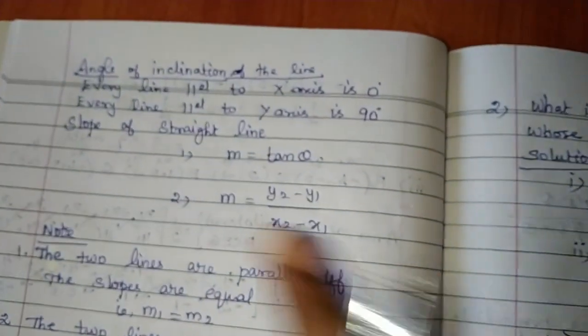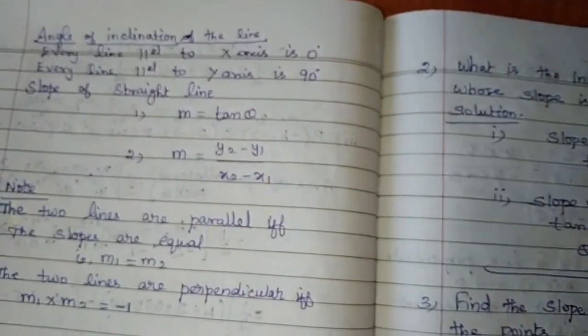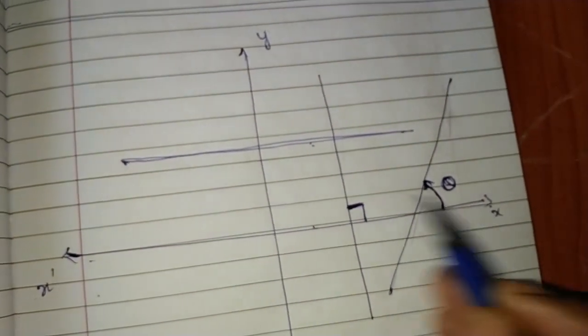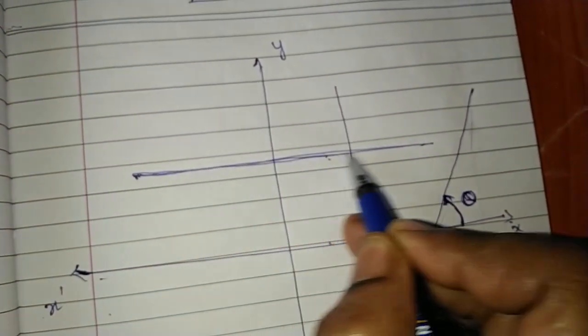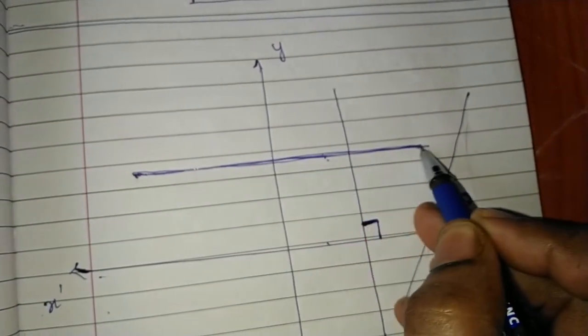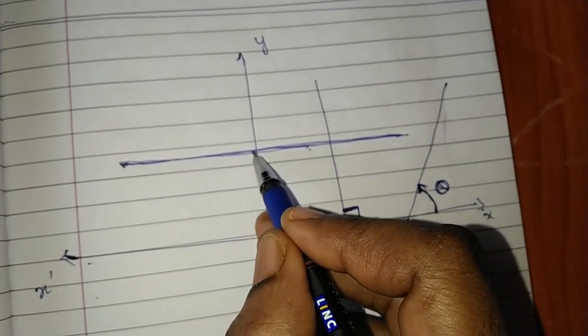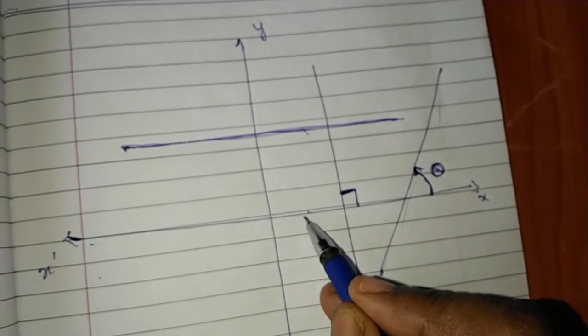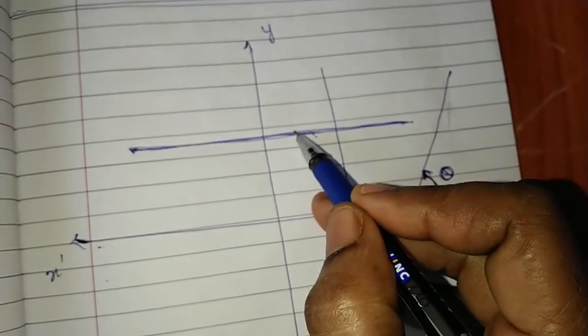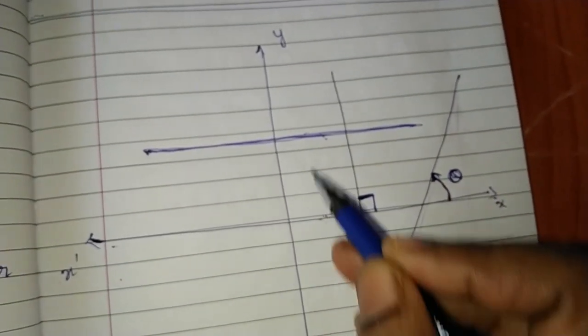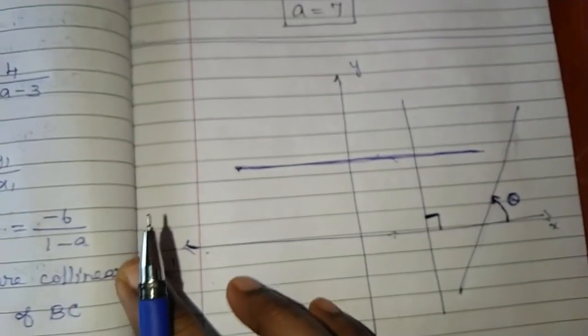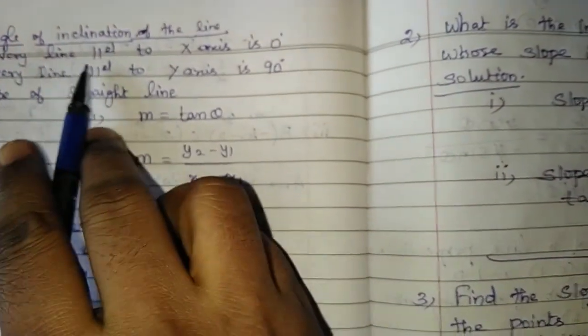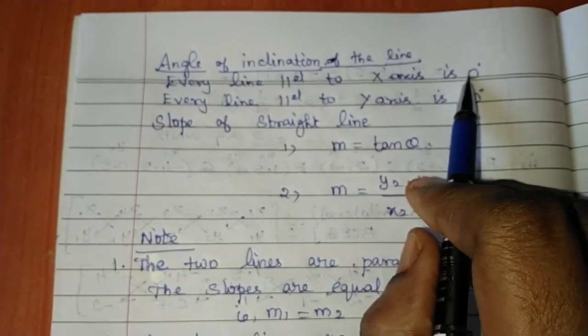See that one, every line parallel to x-axis is 0. Every line parallel to x-axis means here x-axis, draw one parallel line. The line cannot make an angle with x-axis. Then the angle is 0. Every line parallel to x-axis is 0.